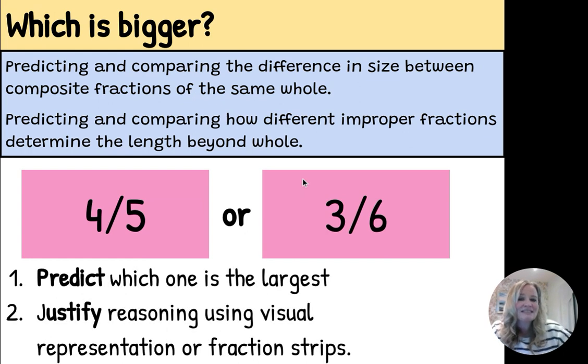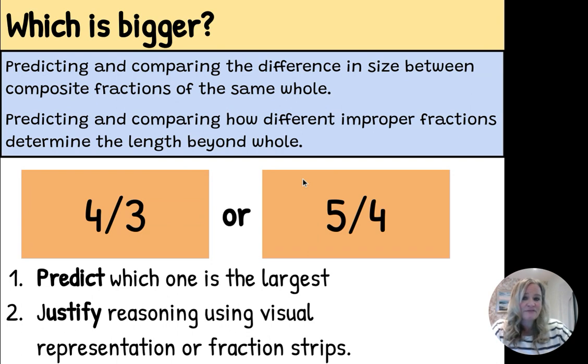So they're starting to predict, first of all, which one is largest, and then justify that prediction, justify that reasoning using visual representation or fraction strips. So they're starting to be able to justify, can provide visual proof for their conjectures.